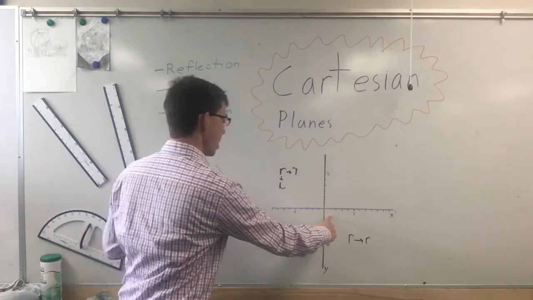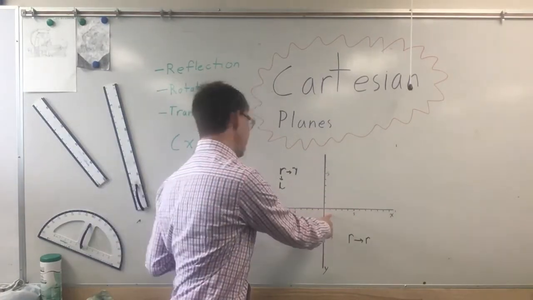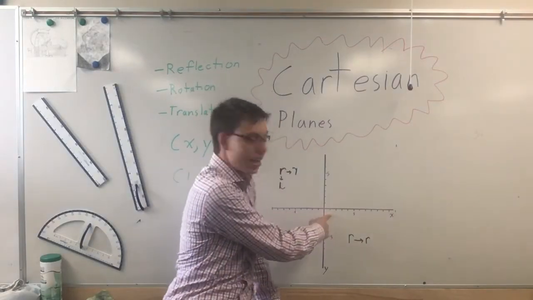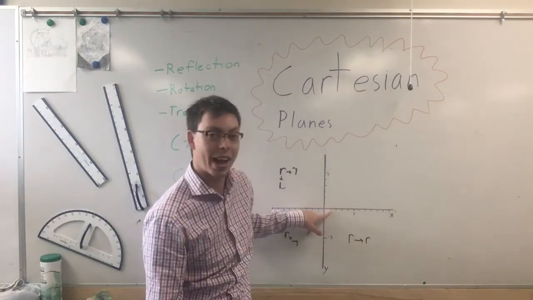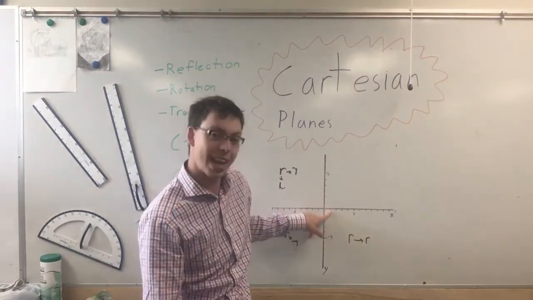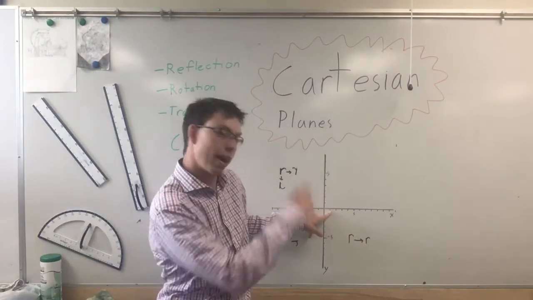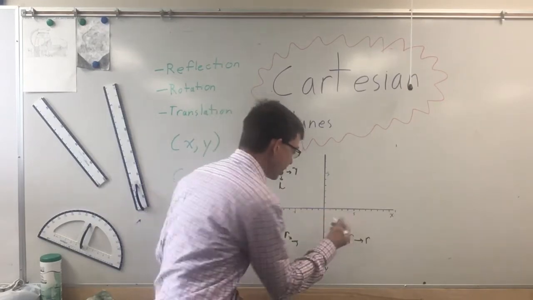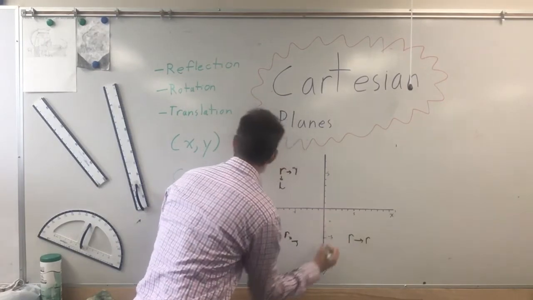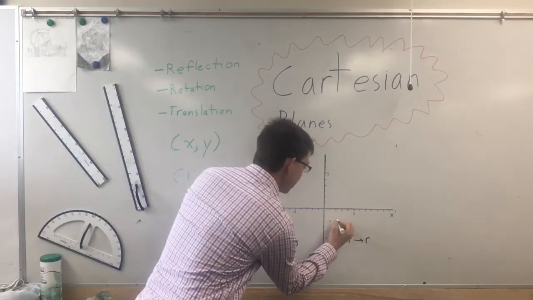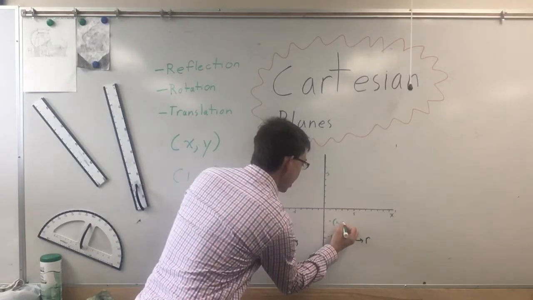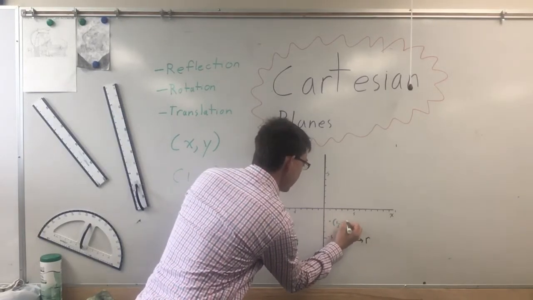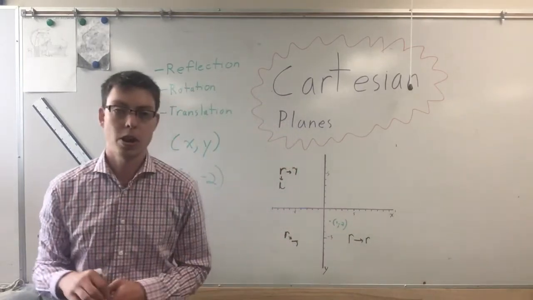The next number is -2. Since it's the second number, I am dealing with the y-axis. So the y is up and down, and I'm going to go down 2. 1, 2. This is going to be my point right here, and it's going to be 1, -2. Okay? You can plot that point.